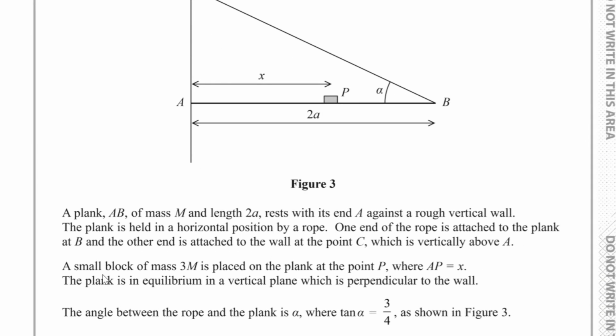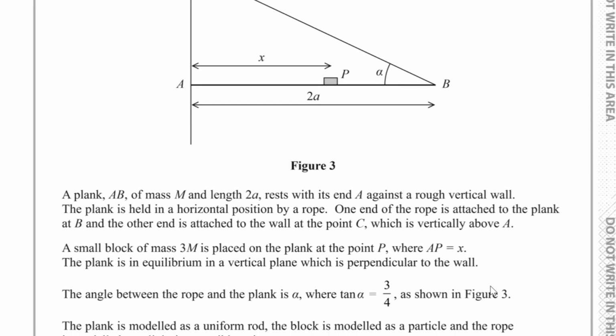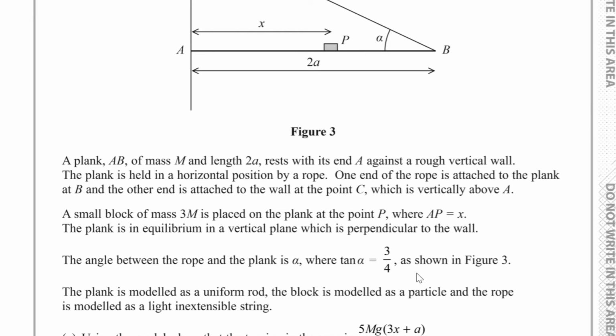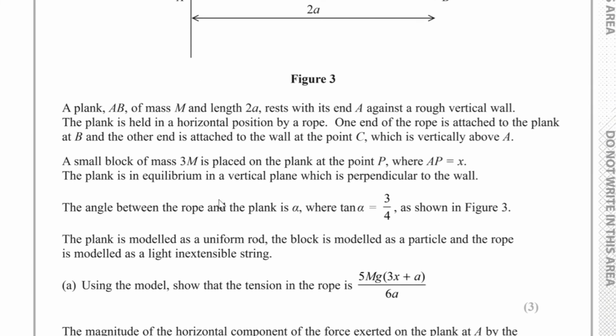Question number 9. A plank AB of mass m and length 2a rests with its end A against a rough vertical wall. The plank is held in a horizontal position by a rope. One end of the rope is attached to the plank at B, and the other end is attached to the wall at the point C, which is vertically above A. A small block of mass 3m is placed on the plank at the point P, where AP is equal to x. The plank is in equilibrium in a vertical plane, which is perpendicular to the wall. The angle between the rope and the plank is alpha, where tan alpha is 3/4, as we see in figure 3. The plank is modelled as a uniform rod, the block is modelled as a particle, and the rope is modelled as a light inextensible string.